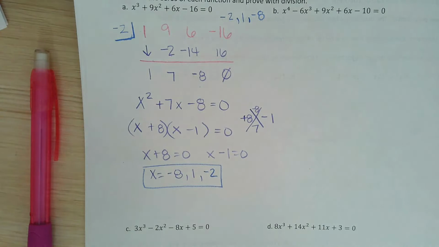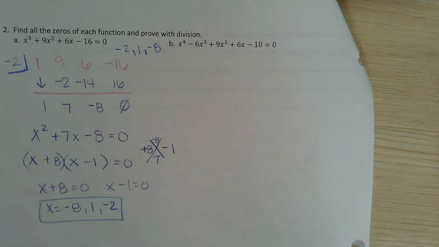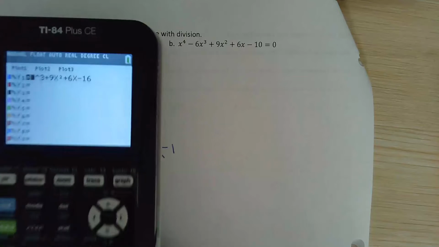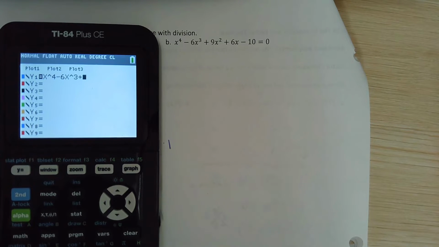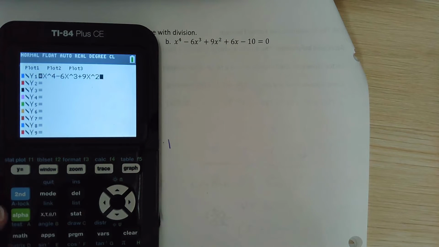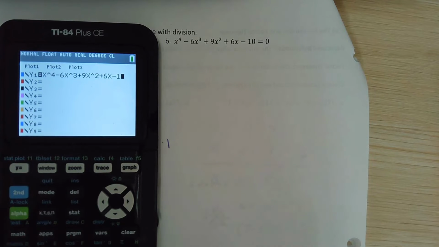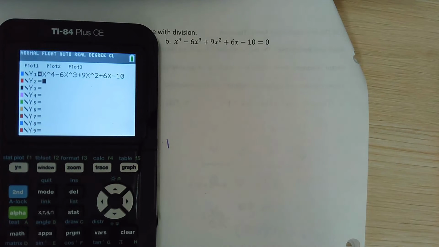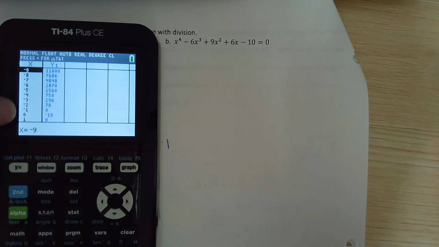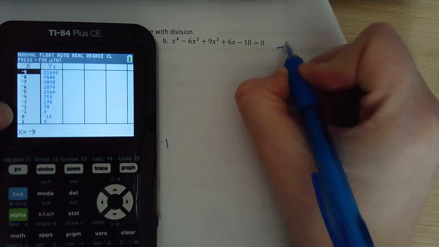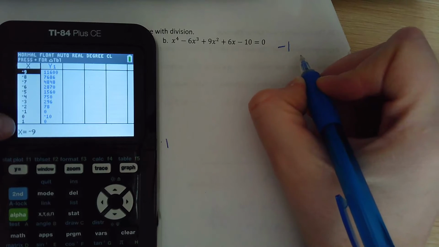So I'm going to do that again, and I'm going to do that with the x to the 4th, okay? So on x to the 4th, plug that in my calculator. X to the 4th minus 6x cubed plus 9x squared plus 6x minus 10. And then I'm going to go second table. I'm going to find a 0. So I see I have negative 1 and I have a 1.